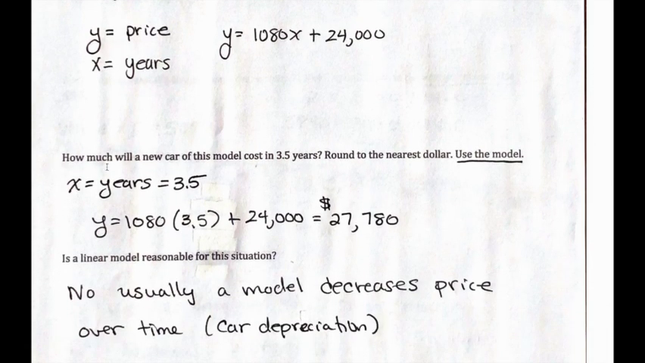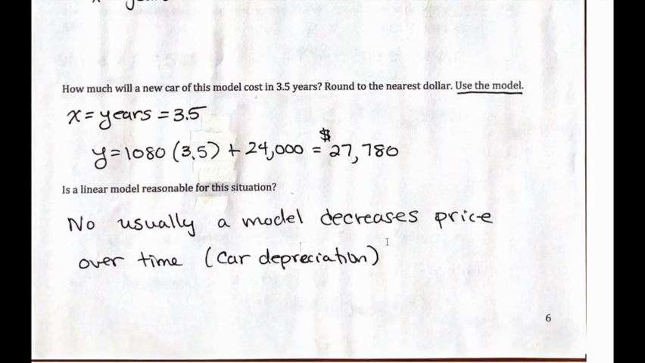Now it says how much will a new car of this model cost in 3.5 years. We're going to round to the nearest dollar and use our model. So here's our model. It's P equals 1080T plus 24,000. 3.5 is going to go in for the number of years. That's right here. And then we're going to figure out what the price is. So we're going to take 1080 times 3.5, and then we're going to add 24,000, and we get 27,780.